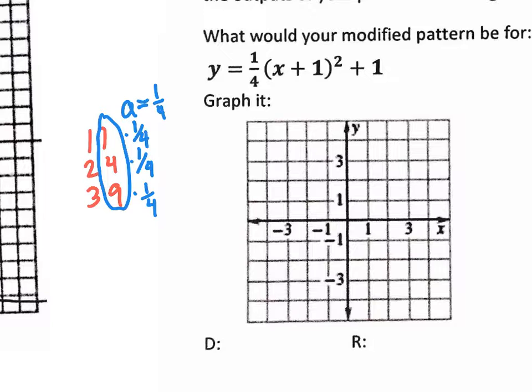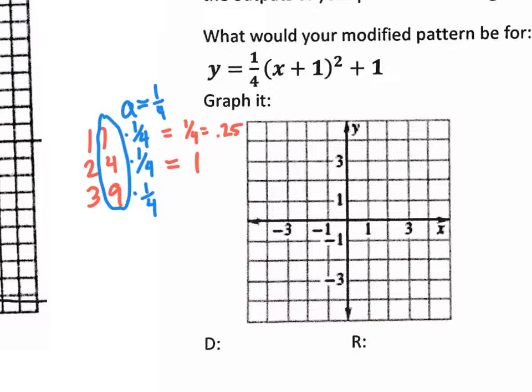So what's your new pattern? Well, 1 times 1/4 is 1/4, or you could write it as 0.25, right? 1/4 of the way, or 0.25. Let's move on to the next one. 4 times 1/4, that one's easy. That's going to be a nice, beautiful 1. Okay, and then the last one, 9 times 1/4.